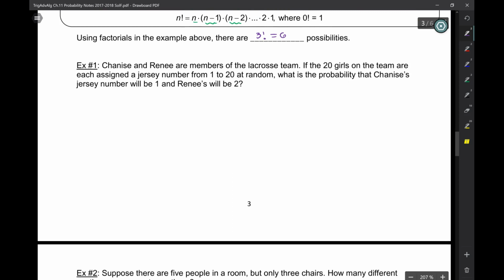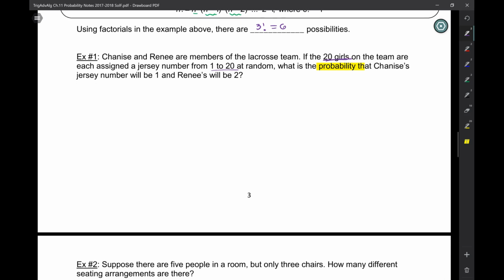Okay, so take a look at this example. Shanice and Renee are members of a lacrosse team. If the 20 girls on the team, and it's important that there are 20 girls on the team, are each assigned a jersey number from 1 to 20 at random, what is the probability that Shanice's jersey will be 1 and Renee's will be 2? So here's what we do. There are 20 girls. First we want to figure out the sample space.